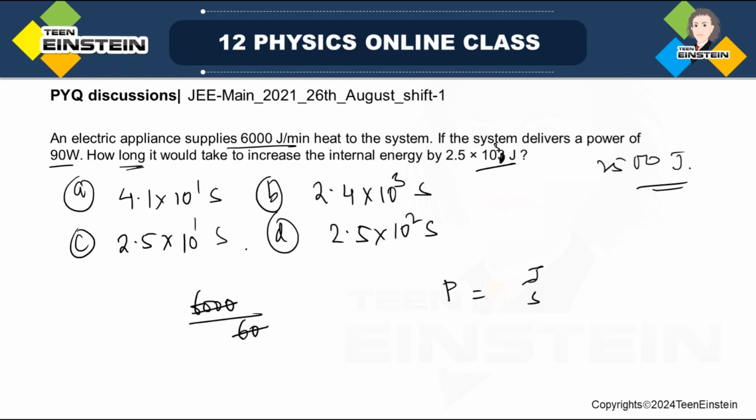Joule per minute this much. So per second, how will that be? This is P1, say. So this will be 100. So 100 power it actually supplies to the system. If the system delivers 90, how much time does it take? We have to find that out.